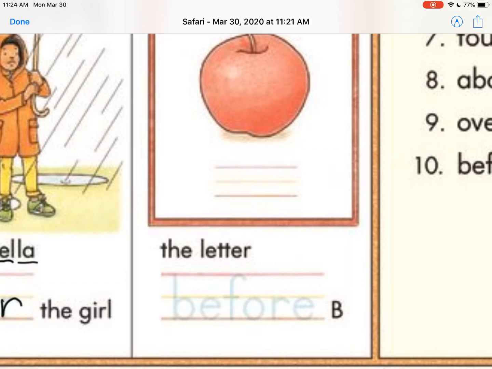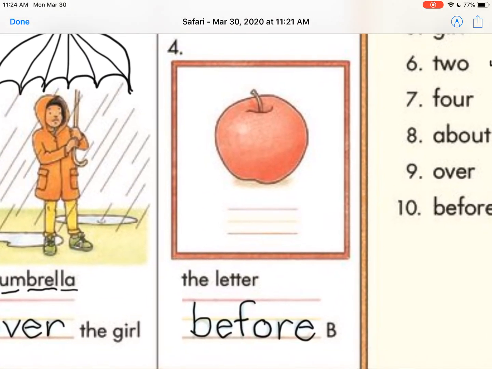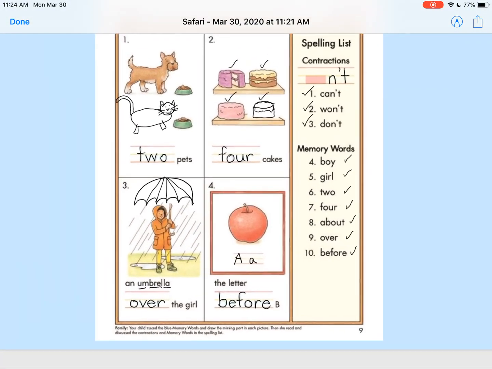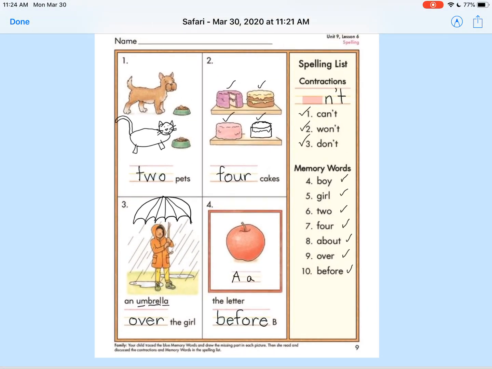The last word we're going to talk about is the word before. So this says the letter before. B-E-F-O-R-E. The letter before B. And what is the letter before B in the alphabet? What begins at the start of apple? A. You can write a capital A and a lowercase a, and it'll look just like the Superkids alphabet.